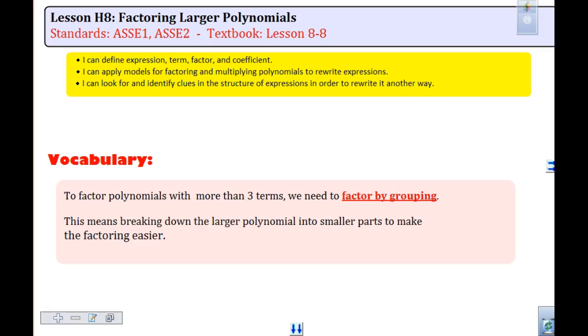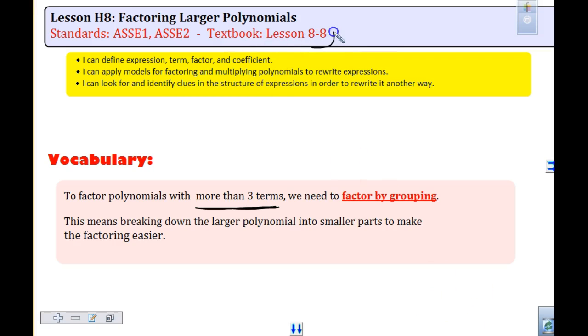So like I just said from that worksheet, to factor a polynomial with more than 3 terms, we're going to always be regrouping. Up to this point, we've either had binomials or trinomials. We factored out a greatest common factor, or we've tried to factor our trinomial maybe with 2 parentheses. So it means breaking down a larger polynomial into smaller parts to make it easier to factor. That is our goal as we are doing this.